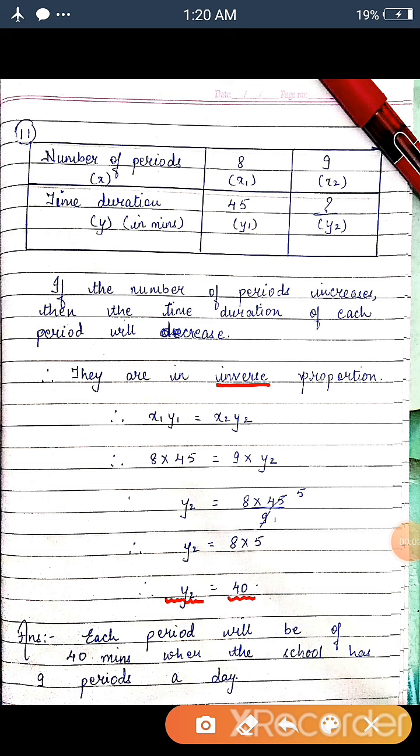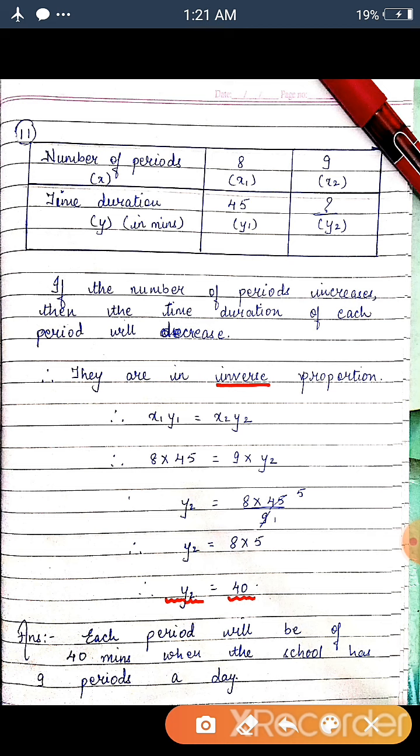Now let's come on question number 11. A school has 8 periods a day, each of 45 minutes duration. How long would each period be if the school has 9 periods a day, assuming the number of school hours to be the same? So here the two quantities given are the number of periods and the time duration.